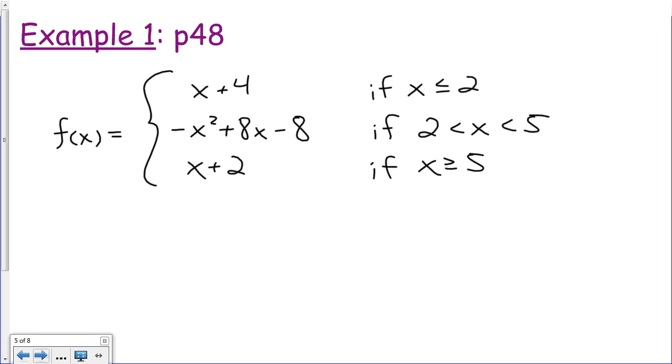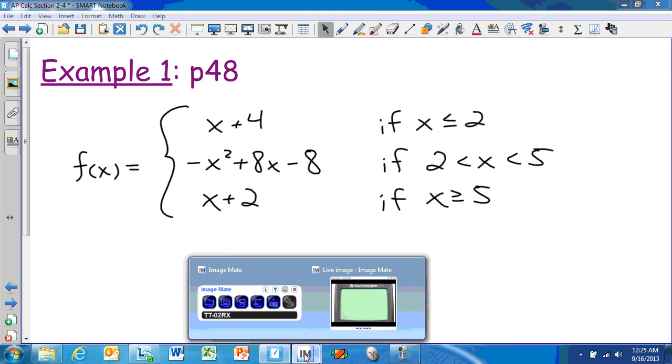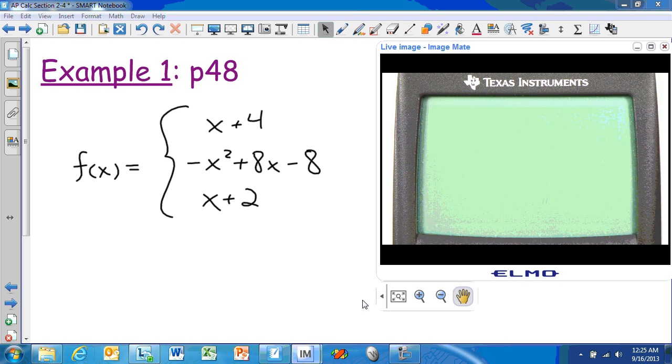And again, part A says to plot the function on your grapher. So I'm going to go ahead and do that. They did give you a picture of it there, but I'm going to plug it into our calculator so you see how to actually punch that in and graph this thing.